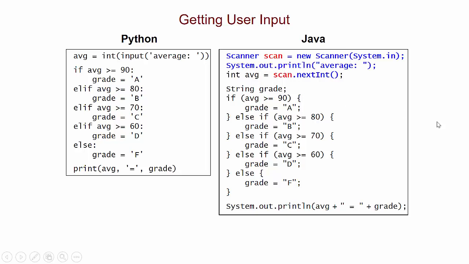Now I also want to have a prompt for the user, so I do that before I call nextInt. I do that as a separate statement, a println statement. In Python, you can put the prompt when you call input, but you cannot do that in Java.